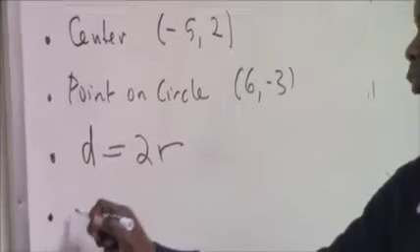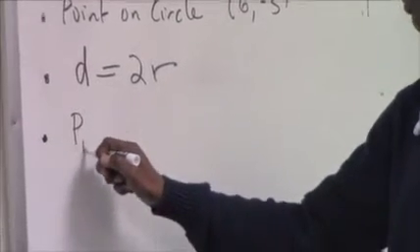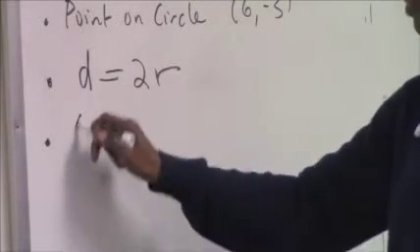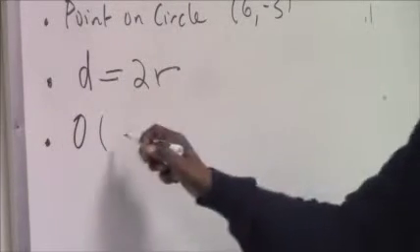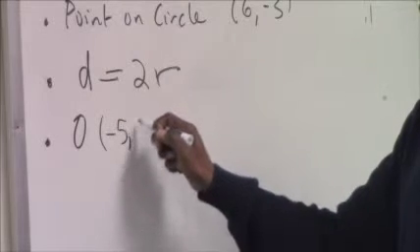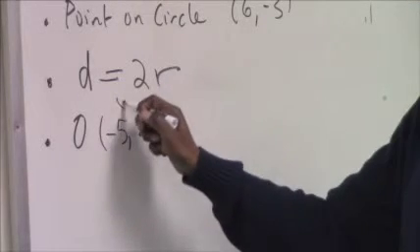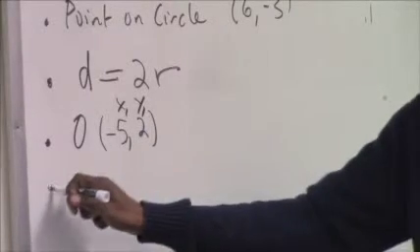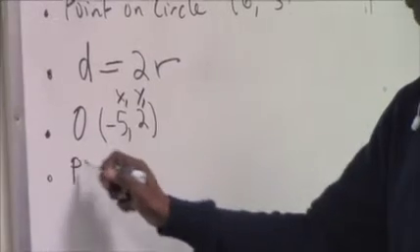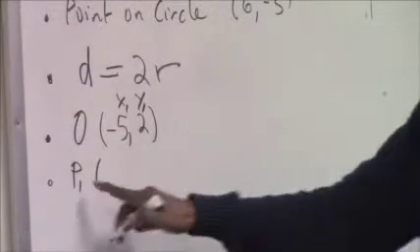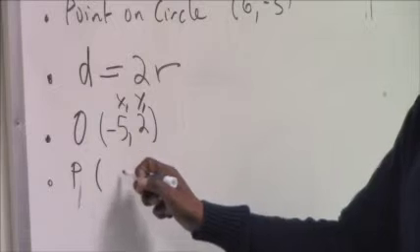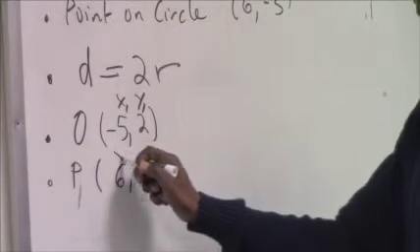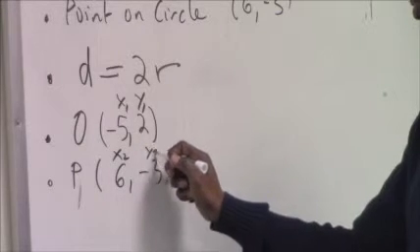So let's go back to what we've always been doing. Let me call one point P1 and say that's, I call this center O. The center is O, and so the coordinate of the center will be negative 5, 2. So it's X1, Y1. And then a point on the circle, let me just call that point P. So I'm going to have coordinate for the point on the circle is 6, negative 3. So I'm going to have X2, Y2.